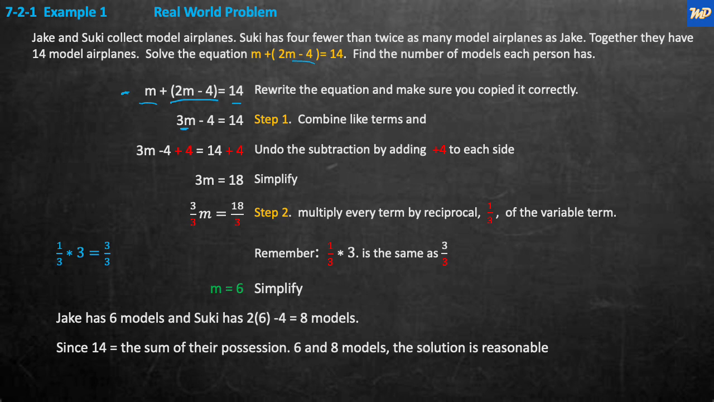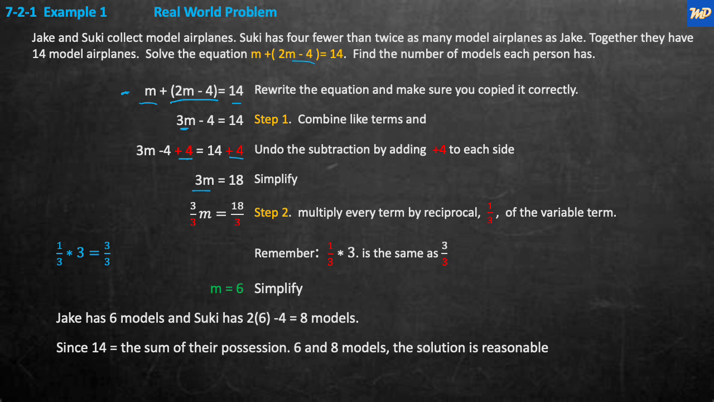So now we're going to undo the addition or subtraction. We have 3M minus 4. In order to get rid of the minus 4, we have to add 4. But we have to add 4 to both sides, because whatever you do to one side of the equation, you have to do to the other. So now when we simplify this, we're going to have 3M is equal to 18. 14 plus 4 is 18.